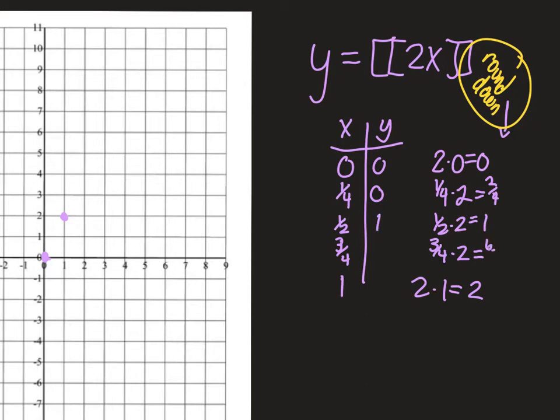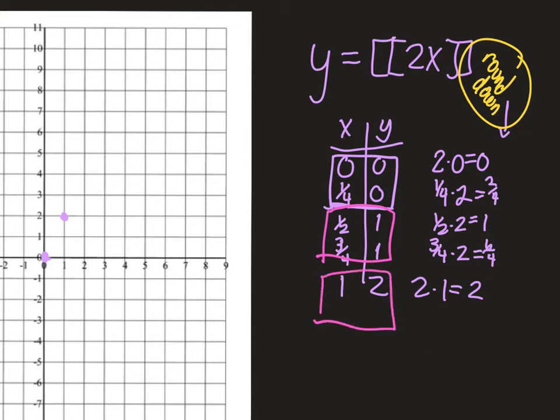3/4 times 2 is 6/4. 6/4 is 1.5, but 1.5 rounds down to 1. So by picking some fractions, I know how long my step is, and then I will have a new step, and the next one will be down here. So I have a new step when I get to a half. A half would be right here.